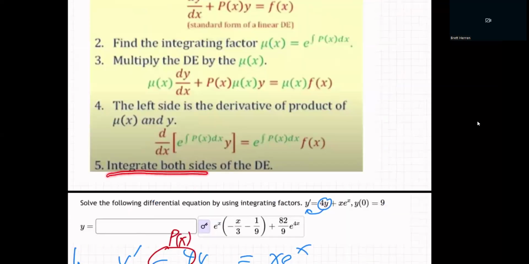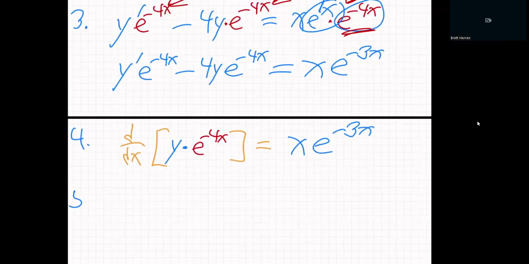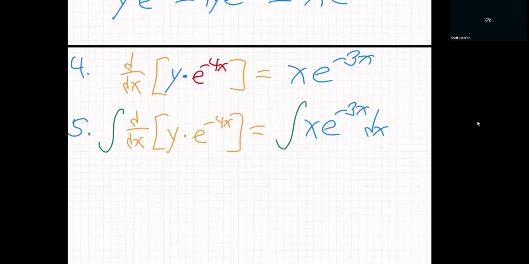And then finally, step 5, integrate both sides of the differential equation. So now step 5. I'm going to bring in a big integral there and there. So we're integrating both sides. Something really nice happens here. The integral and the derivative cancel, right? Because they're opposites. So that just brings down y e to the minus 4x.